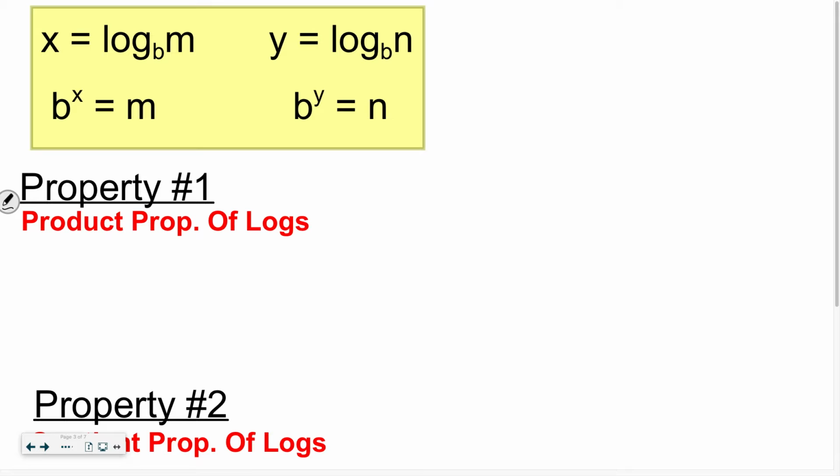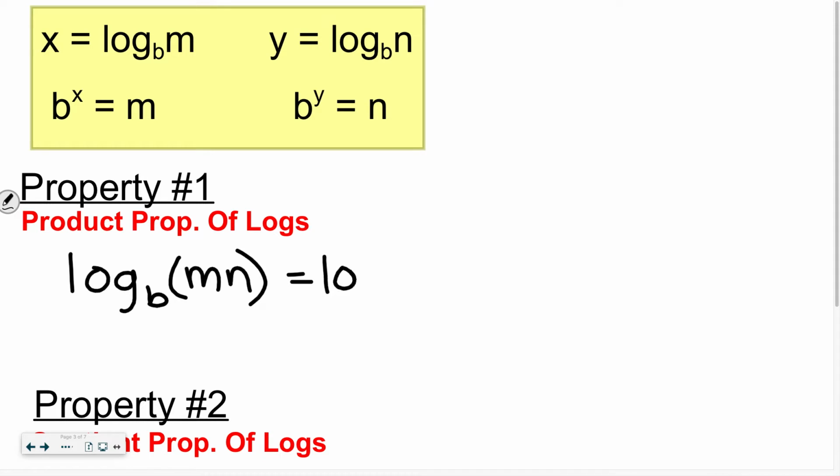What does product imply? Multiplication. So we're saying that we have some log base b of m times n. So we have a product behind the log. Okay. Let's make some substitutions. According to my yellow box, what is m equal to? B to the x. And what is n equal to? B to the y. So do you agree, just through substitution property, I could substitute b to the x for m and b to the y for n?